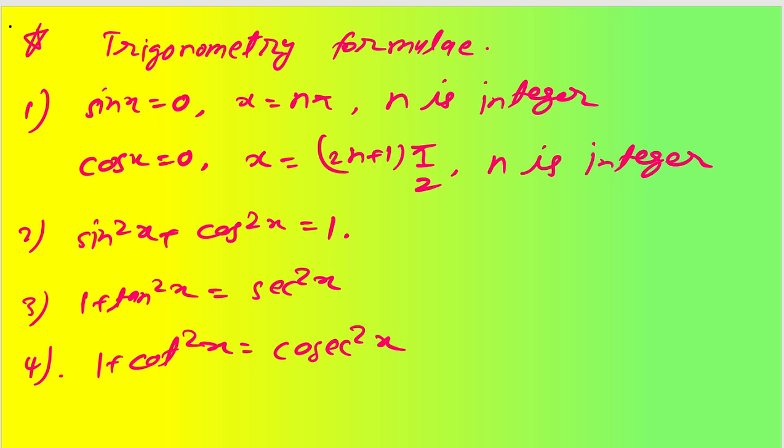Next are some of the different kinds. Let us say the fifth one: we have sine of minus x, which will become minus of sine x.